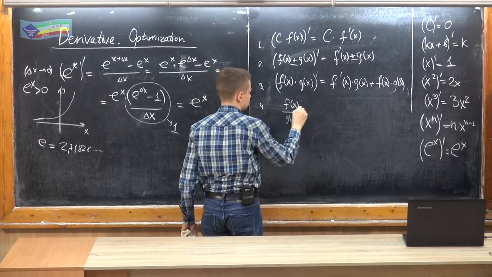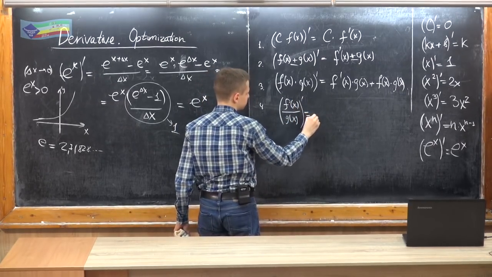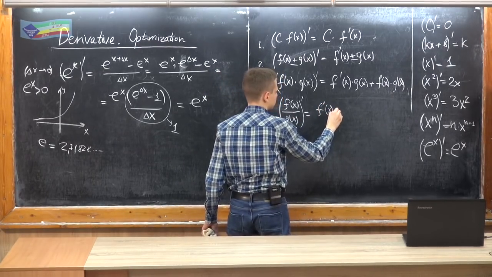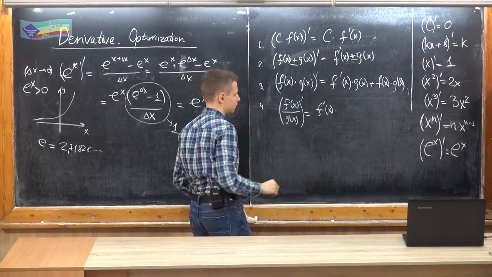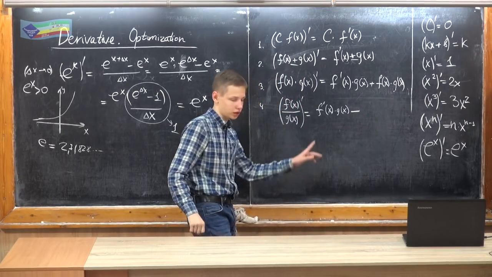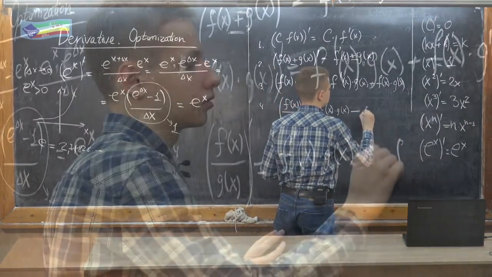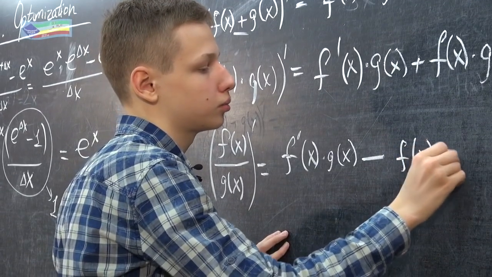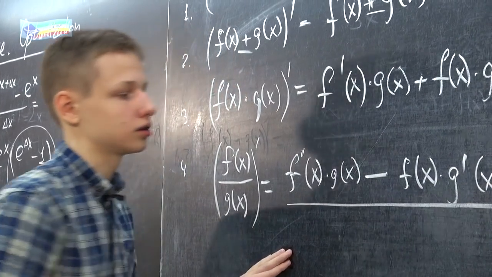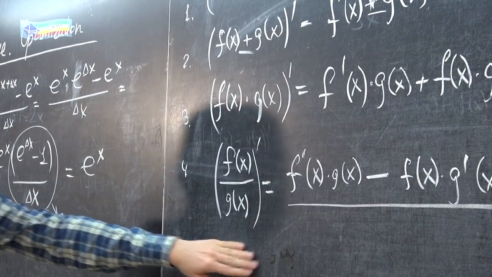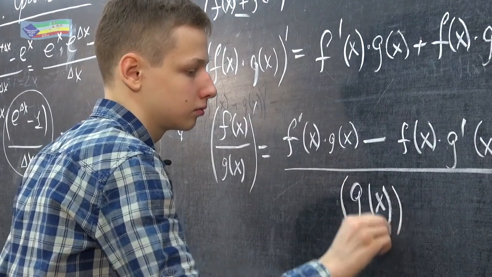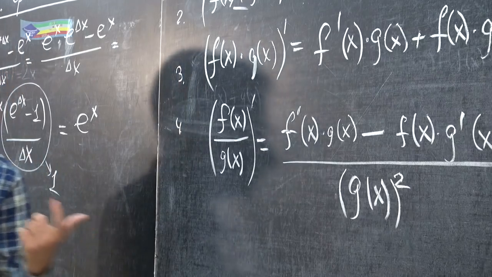Also, there exists the quotient rule. This is the derivative of the first function multiplied by the second function, minus the first function multiplied by the derivative of the second function. And it's all divided by the square of the second function.